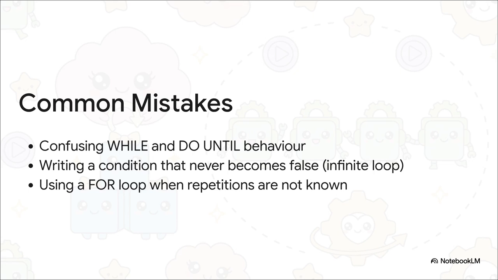Now, before we wrap up, let's talk about a few common mistakes people make. It is really easy to mix up while and do until, so keep that comparison in mind. The most dangerous mistake, though, is creating an infinite loop. That's a condition that never becomes false, and it'll just cause your program to freeze up or crash. And finally, always try to use the right tool for the job. Don't try to force a for loop to work when you don't know the number of repetitions.